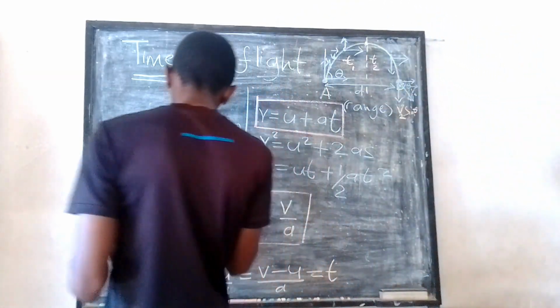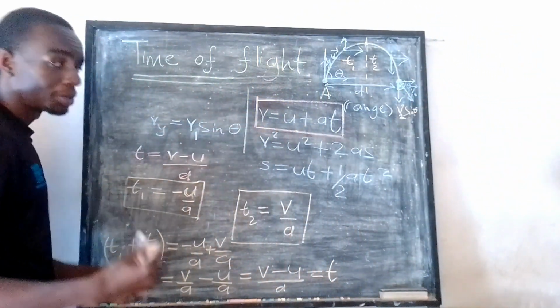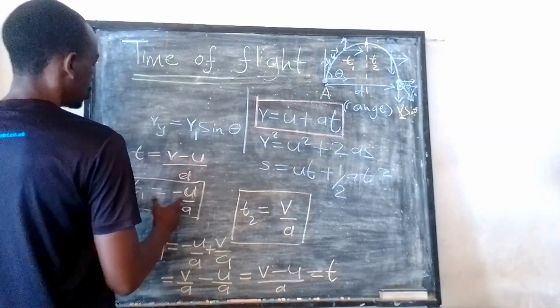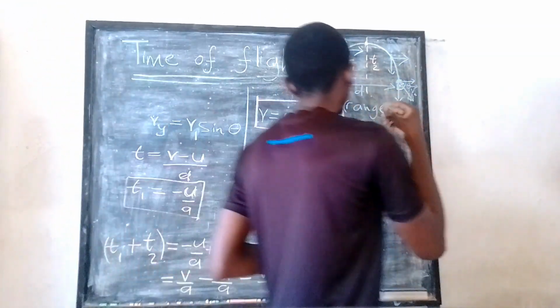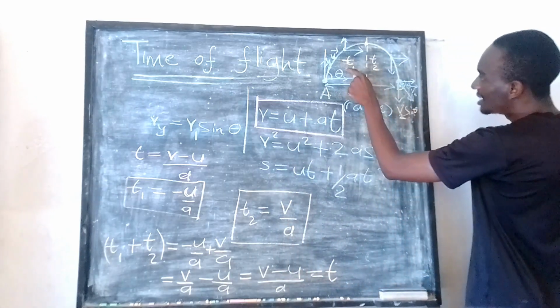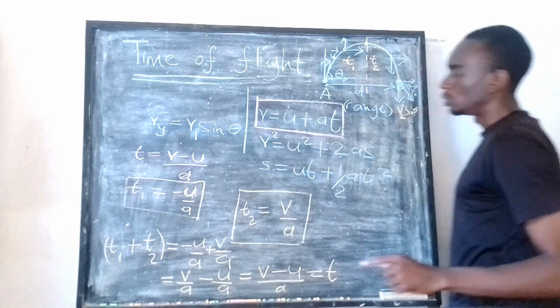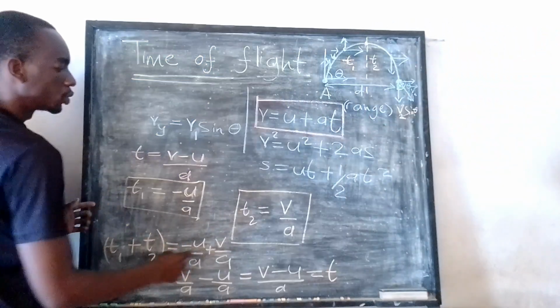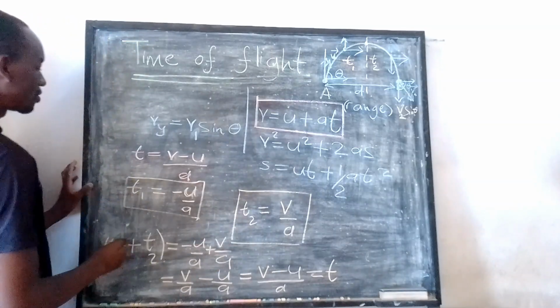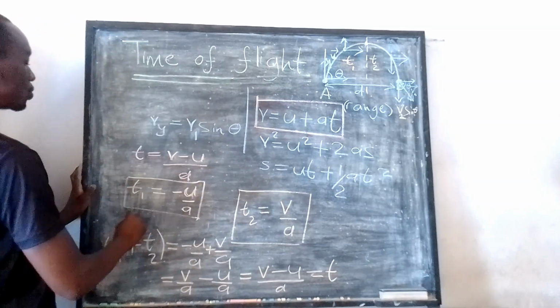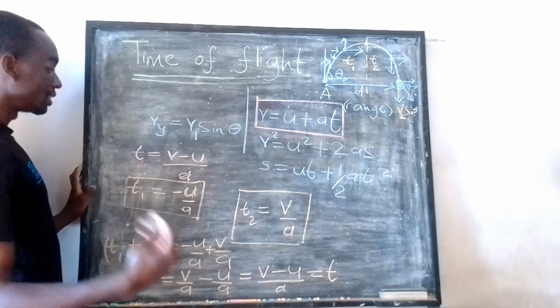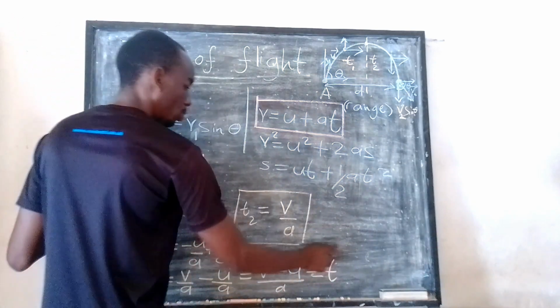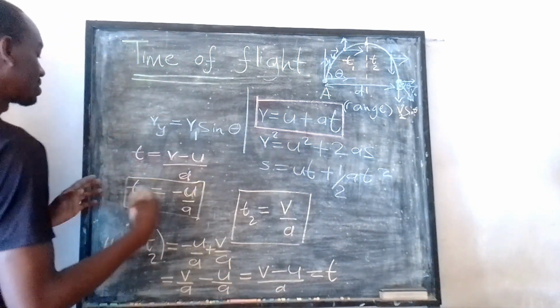Another way, maybe this is method 3. You calculate the first piece of the motion and bear in mind that this is equal to this in value. So you do not need to calculate t2. All you have to do is, when you find this value, multiply it by 2. Once you multiply it by 2, you get the total time of flight.